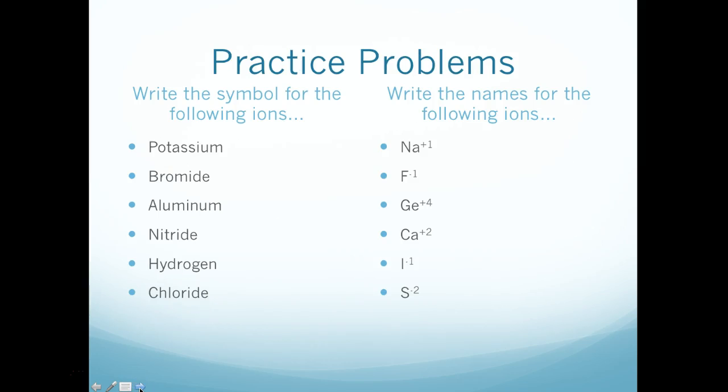On a piece of paper, I'd like you to write out these practice problems. For potassium, bromide, aluminum, nitride, hydrogen, and chloride, I'd like you to look those elements up on the periodic table and write the symbol for the ion, remembering to write the charge. And then for the symbols that are given on the right side of your screen, I'd like you to write the symbol followed by the name of that particular ion. So pause the video at this time and write that on your piece of paper. And when you're finished writing that, please resume the video.